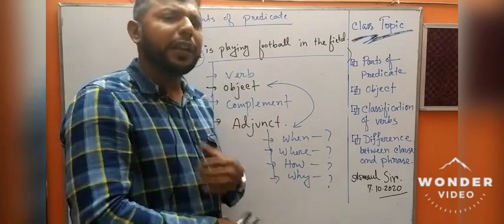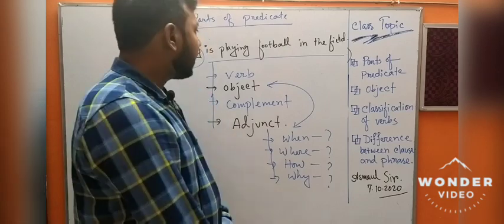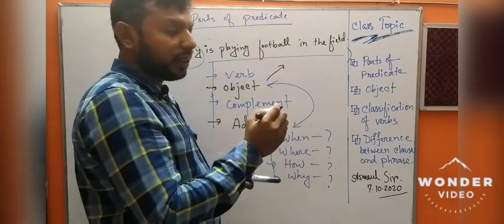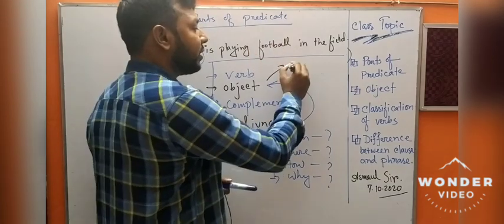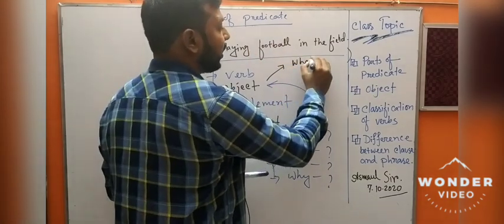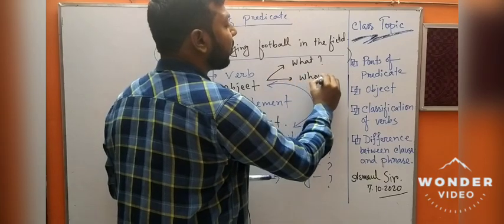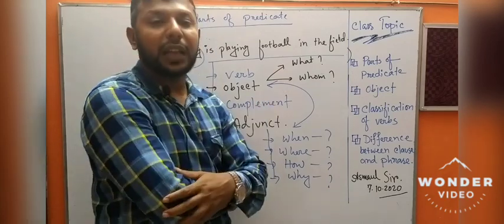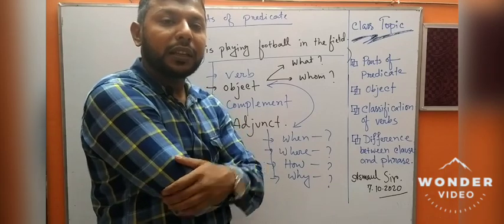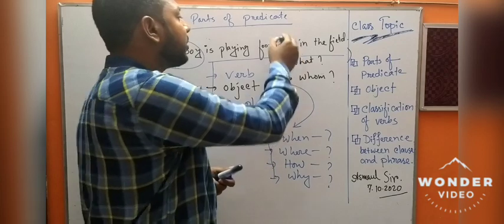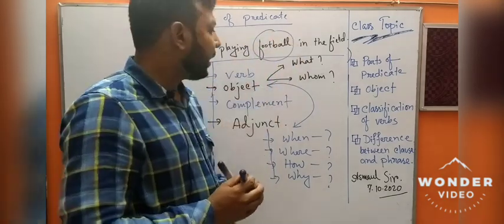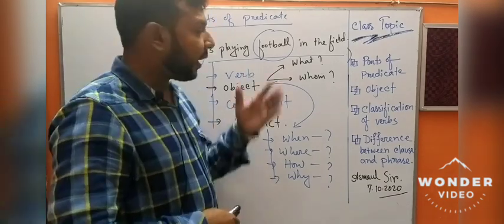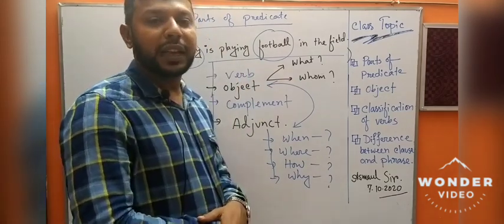Many of you know how to find out the object in a sentence, and yes, it is the common way. We ask the verb two questions: number one, what, and another one, whom. Playing means khela. So, what, ki khela. If I ask what we play, the answer is football. So here the object is football. Again, if we ask whom, kake khela? There is no answer. So in this sentence there is only one object, and that is football.